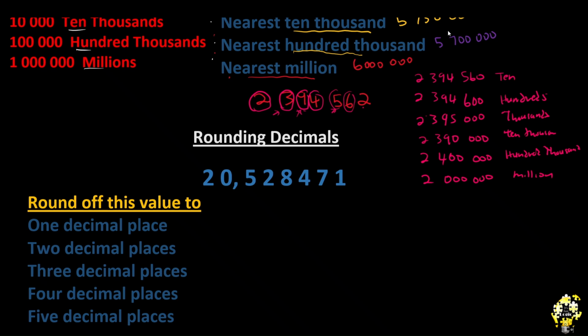Now, moving on, we have rounding to decimal places. Now we are dealing with decimal places, right? So we have this value here, which is 20.528471.